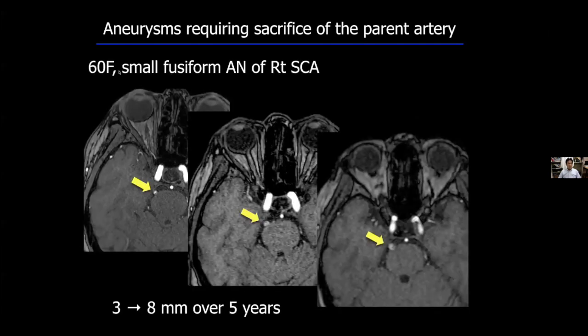Next topic is the aneurysms requiring sacrifice of the parent artery. In this regard, I think the broad blister-like aneurysm of the ICA, or ICA anterior wall aneurysms, are very well known. However, today I'm going to show a case of a fusiform aneurysm of the right side superior cerebellar artery, showing interval growth over 5 years from 3 millimeters to 8 millimeters.